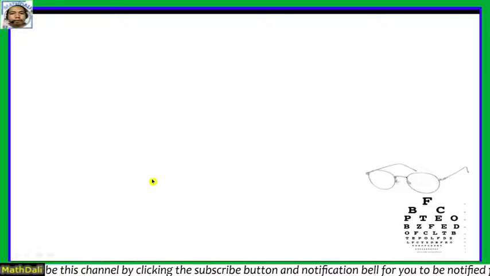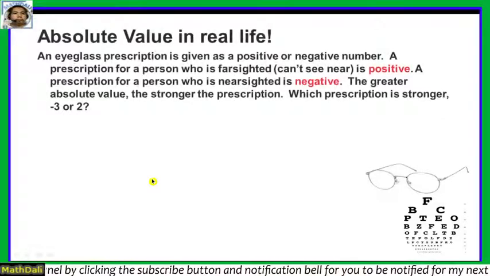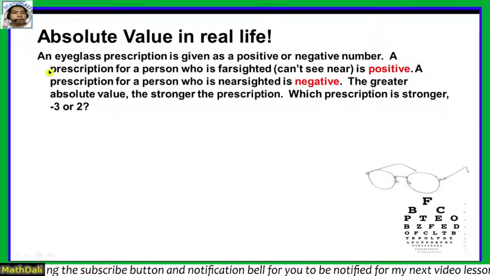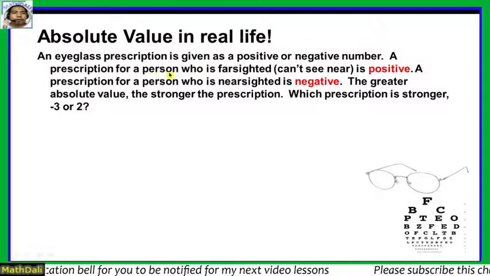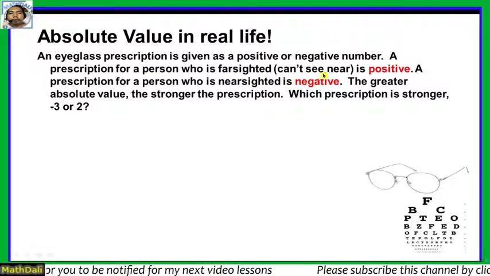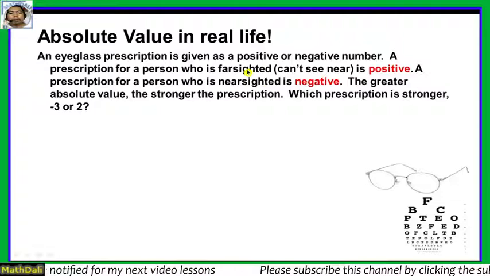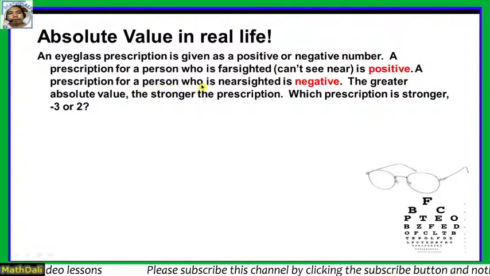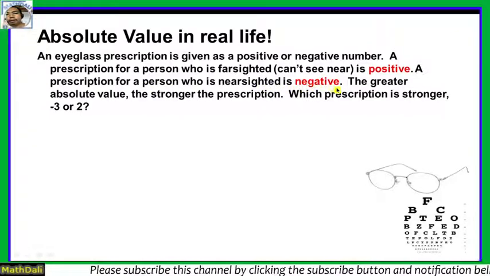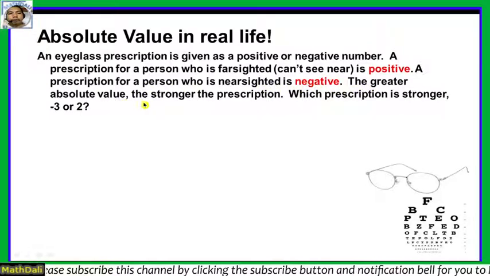Okay, next. Let us have this. Absolute value in real life. An eyeglass prescription is given as a positive or negative number. A prescription for a person who is farsighted can see near. Yan, ito yung nakakakita lang kung nasa malayo. That is positive. And a prescription for a person who is nearsighted, that is negative. The greater the absolute value, the stronger the prescription. Which prescription is stronger? Will it be negative 3 or positive 2?